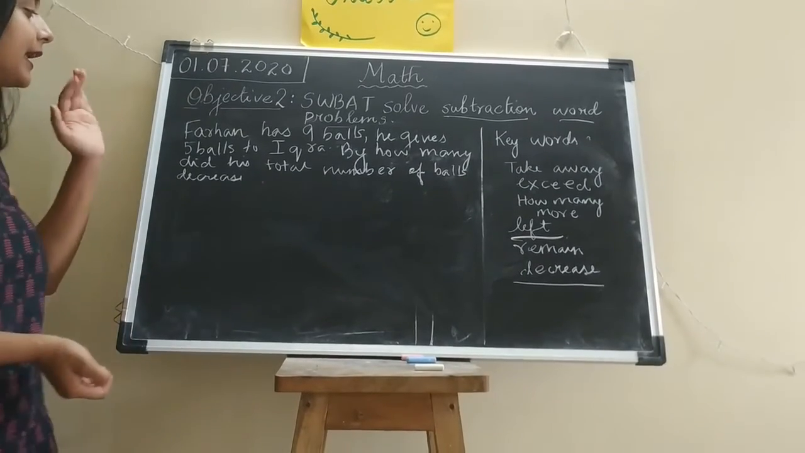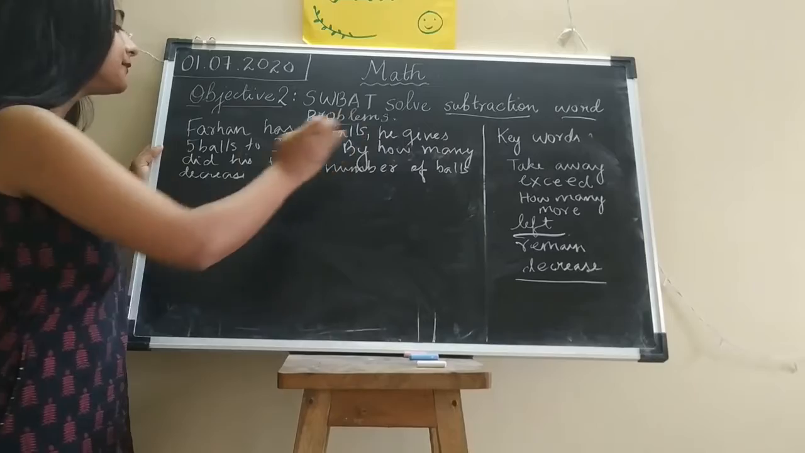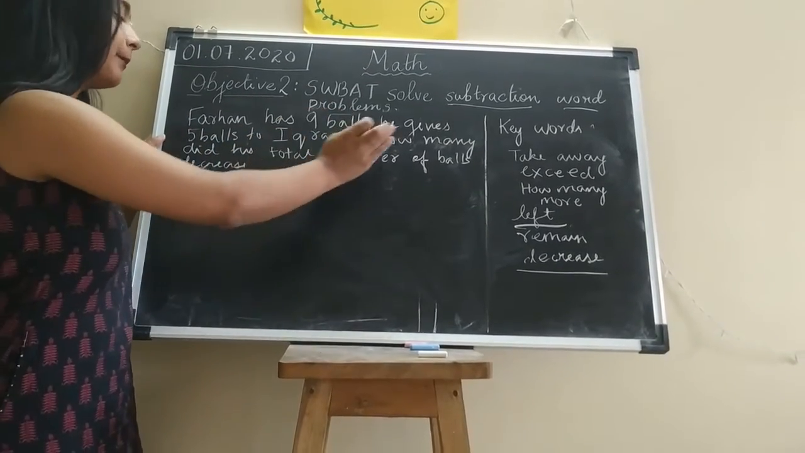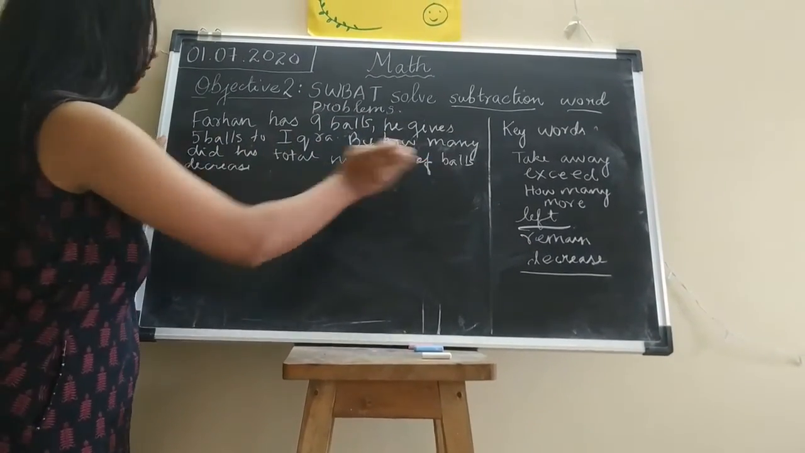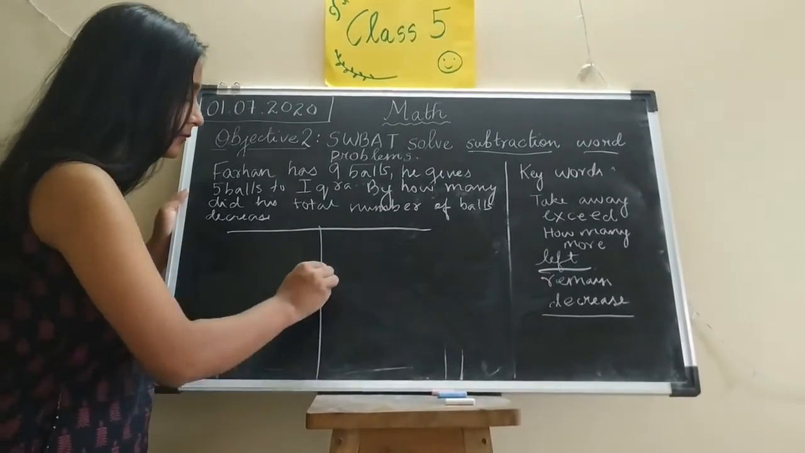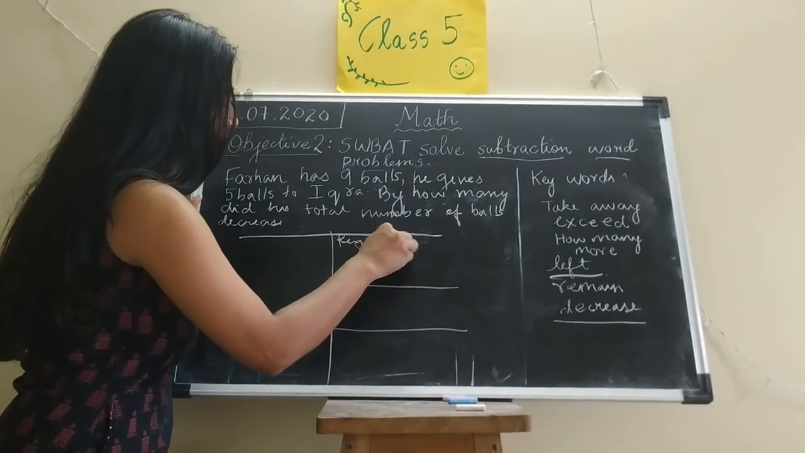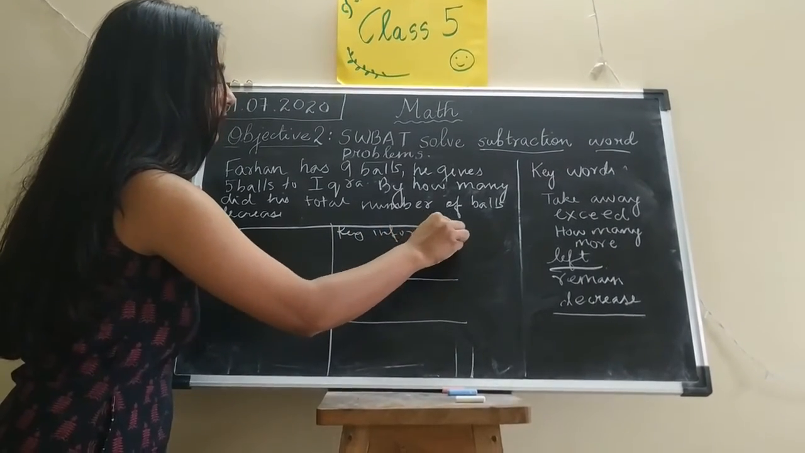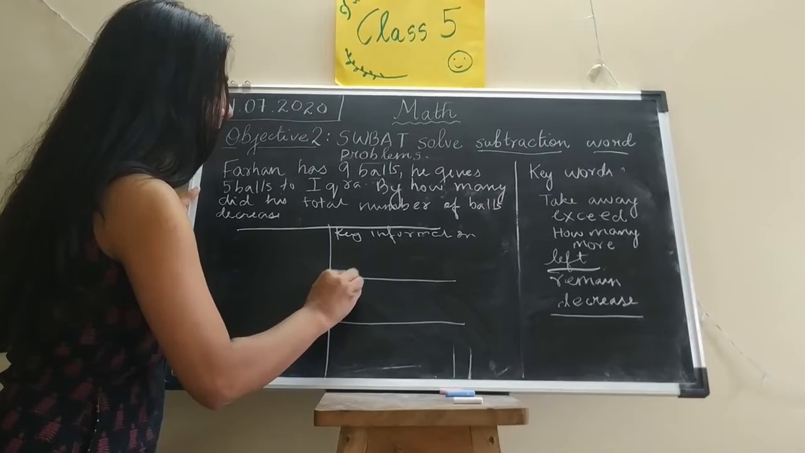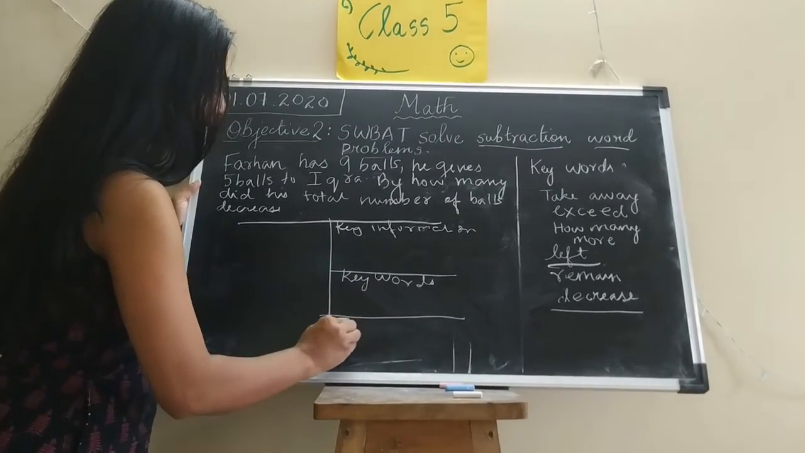Let's look at our next story problem, which says Farhan has 9 balls. He gives 5 balls to Ikra. By how many did his total number of balls decrease? Okay, in here also we will draw the table. Here we'll have key information, keywords, and solution.